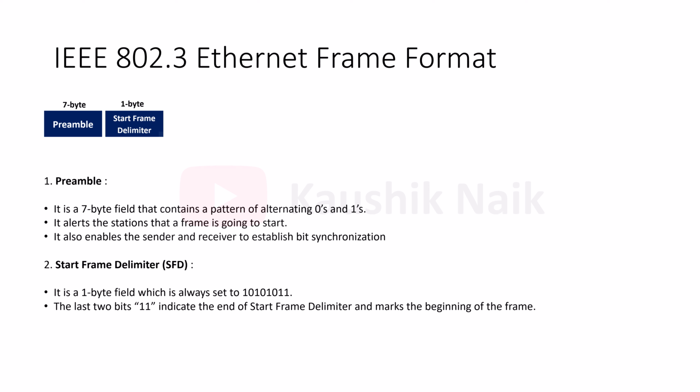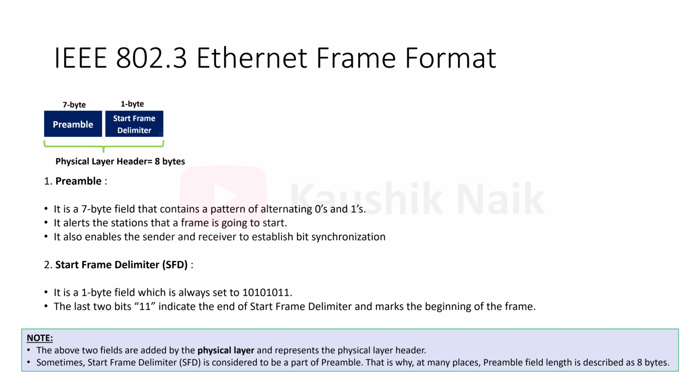First field is called the preamble, which is of 7 bytes containing alternating zeros and ones. This field indicates to all the nodes that a frame is going to start. It also helps the sender node to establish bit synchronization. Second field is called SFD, that is start frame delimiter. It is of 1 byte and is used to indicate the start of frame. The last 2 bits of this field are set to 1 1 to indicate the end of SFD and mark the beginning of the frame.